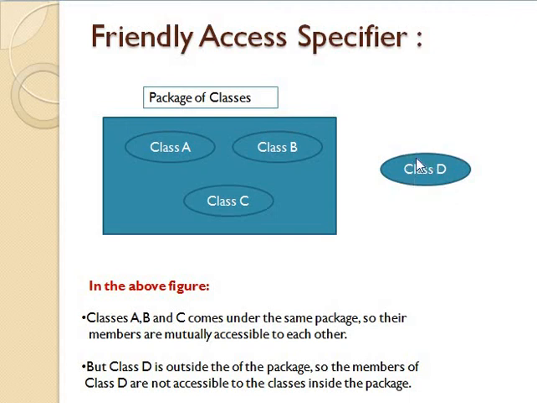But for the class D, since it has been declared outside of this package comprising of class A, class B and class C, this class is a standalone class and their members shall not be accessible to the classes A, B and C. So that's what has been clearly said here. The classes A, B and C come under the same package, so their members are mutually accessible to each other. But class D is outside of the package, so the members of class D are not accessible to the classes inside the package.